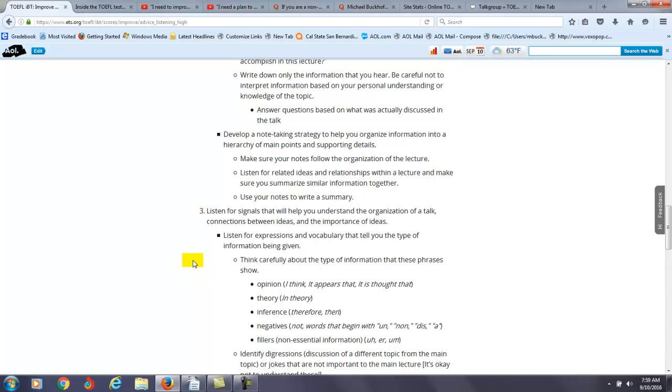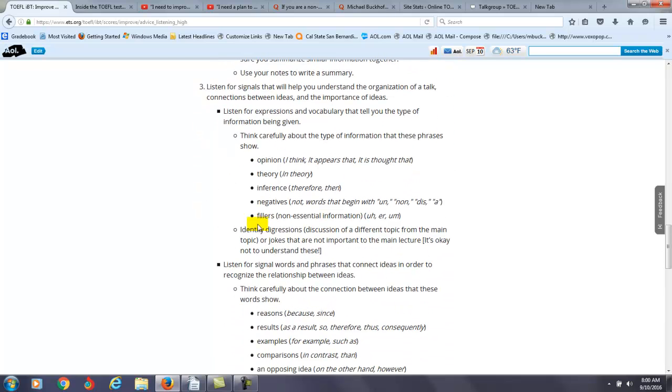All right? Here's a couple of other things. It says, listen to signals that will help you understand the organization of a talk, connection between ideas, and the importance of ideas. Listen for expressions of vocabulary that tell you the type of information being given. Think carefully about the type of information that these phrases show. For example, if the person gives an opinion, they might say something like, I think, it appears that, it is thought that. If they're talking about theory, they might say, well, in theory. For inference, therefore, then. When they say therefore, then they explain an implication of something that's already mentioned, and so on. You can also focus on digressions.